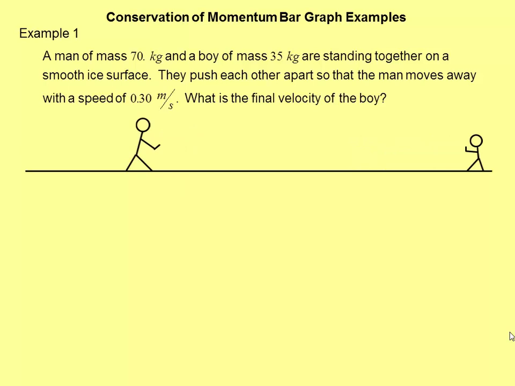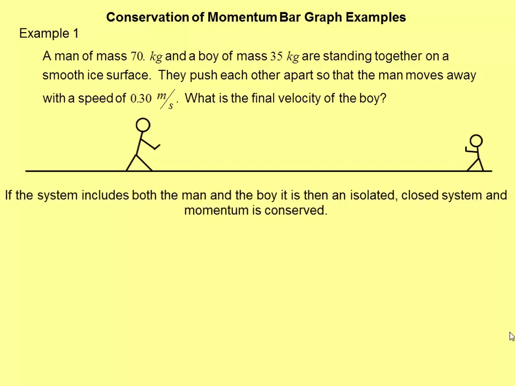And what I want to know is, what then will the final velocity of the boy be? Okay, so hopefully everybody understands the problem here. First of all, if we look at a system of man and boy, then this system is isolated and closed. There's no mass leaving the system, and the only really important horizontal forces are between the man and the boy. No friction here. And that means, of course, that momentum is conserved.